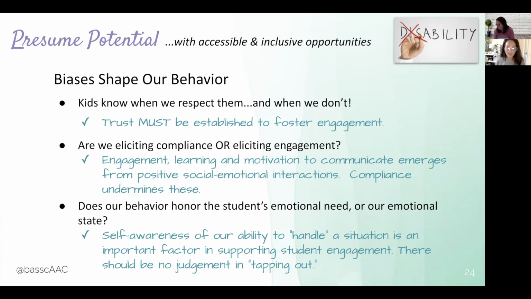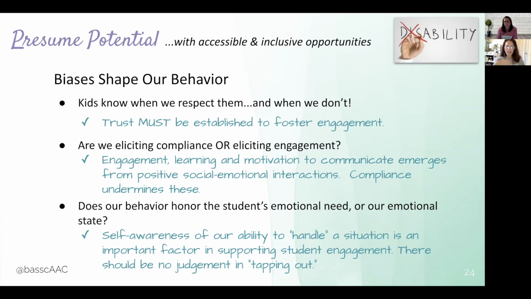I love this one. Are we eliciting compliance or are we eliciting engagement? Engagement has to happen for learning to happen. And then engagement increases motivation, which then increases learning, right? So engagement, learning, and motivation to communicate emerge from these positive interactions that we're having. Compliance, when we are trying to get a kid to do something because we told them to do it, undermines all of that. It undermines engagement. It undermines motivation. So it undermines learning.